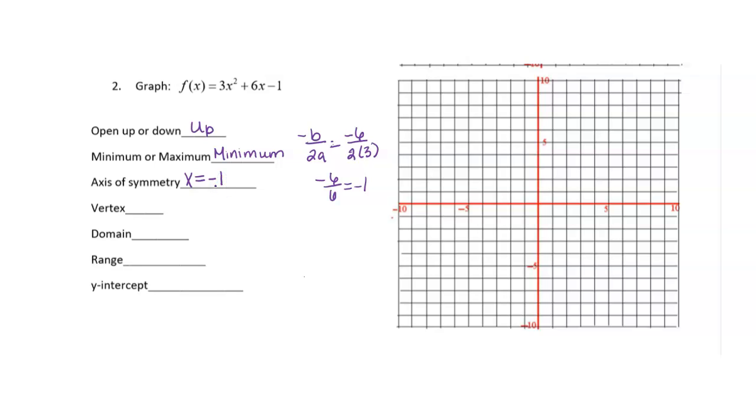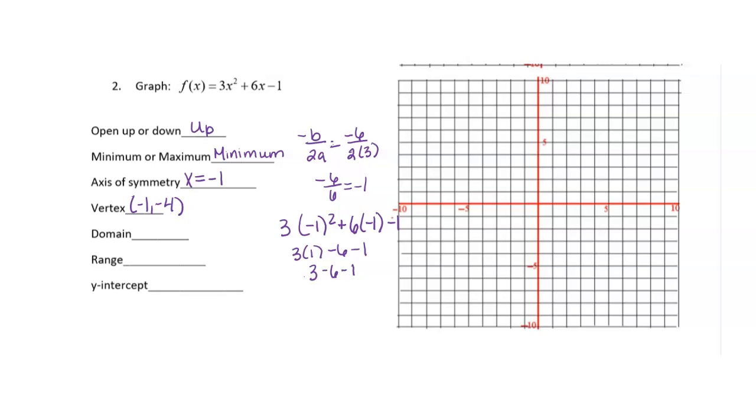Remember that axis of symmetry is a line that splits the parabola into two identical halves. To find the vertex now, I'm going to plug that negative 1 in for x. So I have 3 times negative 1 squared plus 6 times negative 1 minus 1. So I have 3 times 1 minus 6 minus 1, which gives us negative 4. So I have negative 1, negative 4 as a vertex.